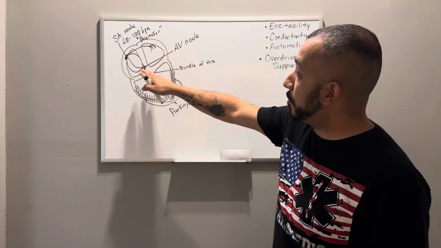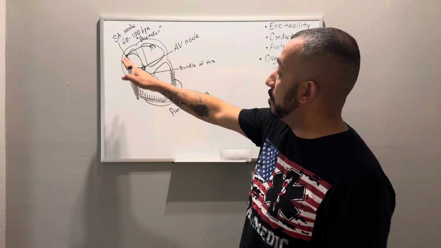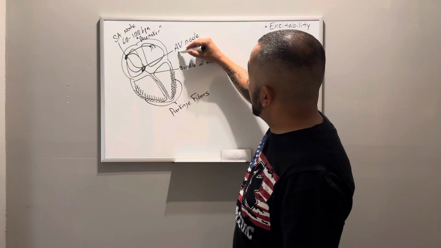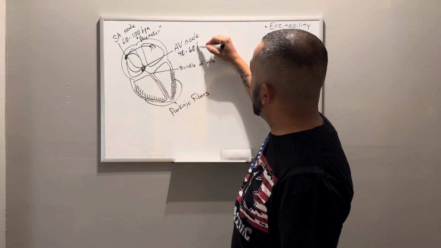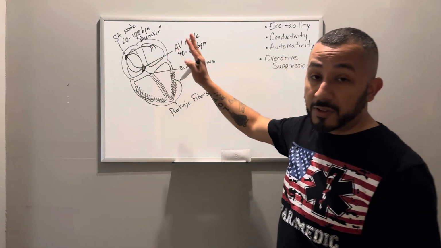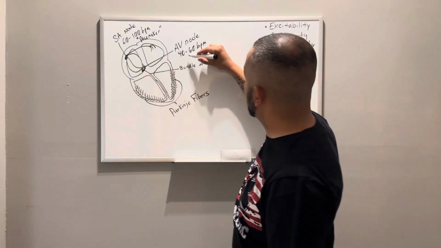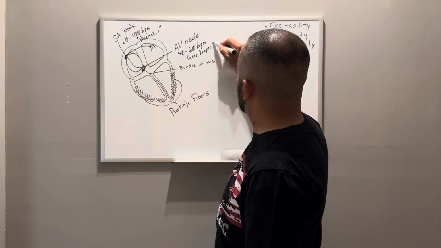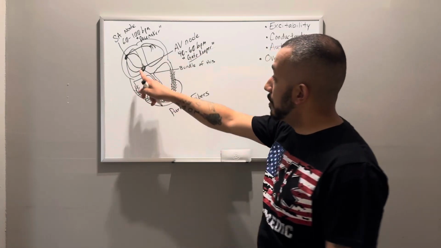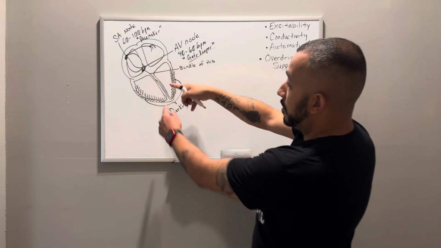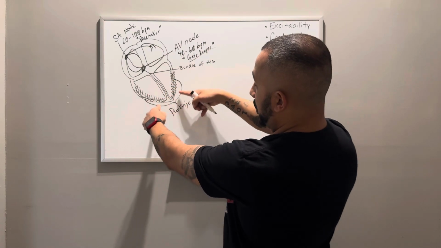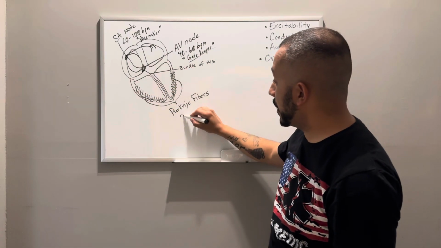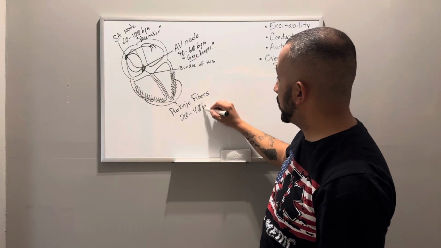As you go down the internodal pathways and Bachmann's bundle, the impulse comes down this way and now to the AV node. And that's going to be at 40 to 60 beats a minute. AV node is also known as the gatekeeper. Down to the bundle of His, which separates into the left and right bundle branches. Down to the Purkinje fibers. Purkinje fibers have a rate of 20 to 40 beats per minute.